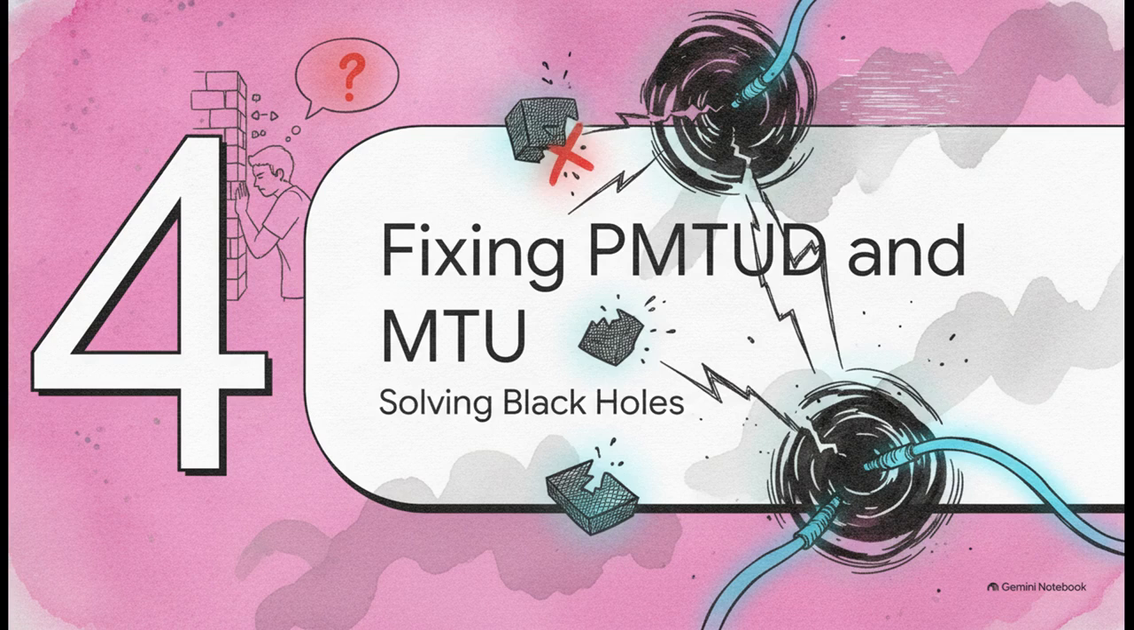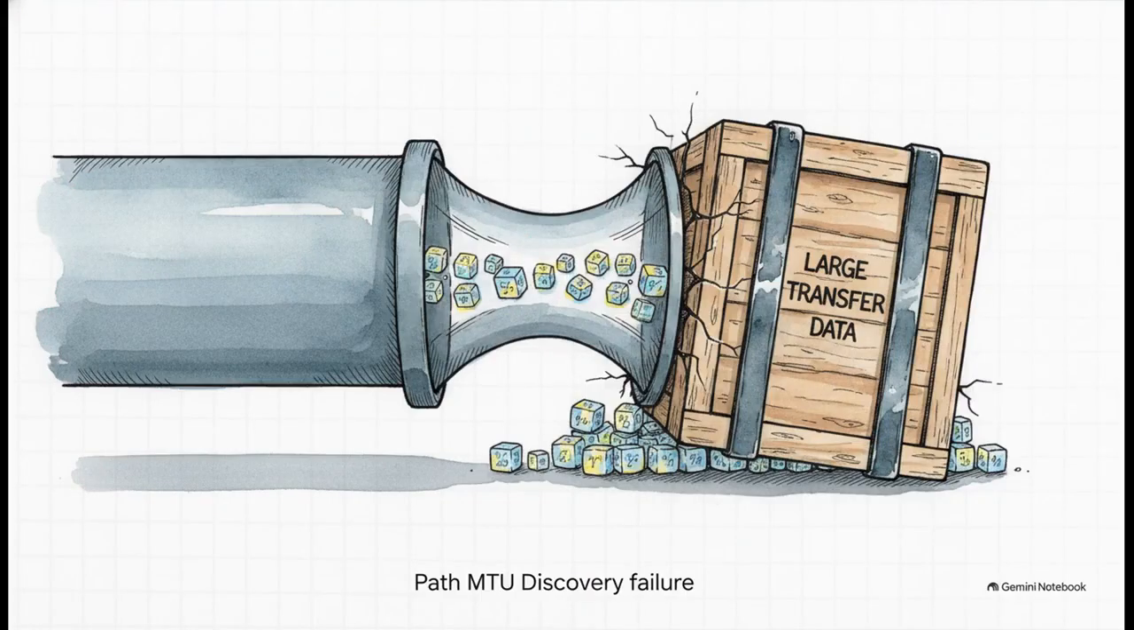All right, Section 4, let's fix PMTUD and MTU issues. This is perhaps the most notorious failure mode in modern networking. Let me know if this classic symptom sounds familiar. You ping a server, and those small packets succeed perfectly. But the second you fire up an SSH session or try an HTTPS file copy, the connection just stalls right after the TCP handshake. It just hangs there. If you see this, you are almost certainly staring down a path MTU discovery, or PMTUD, failure.